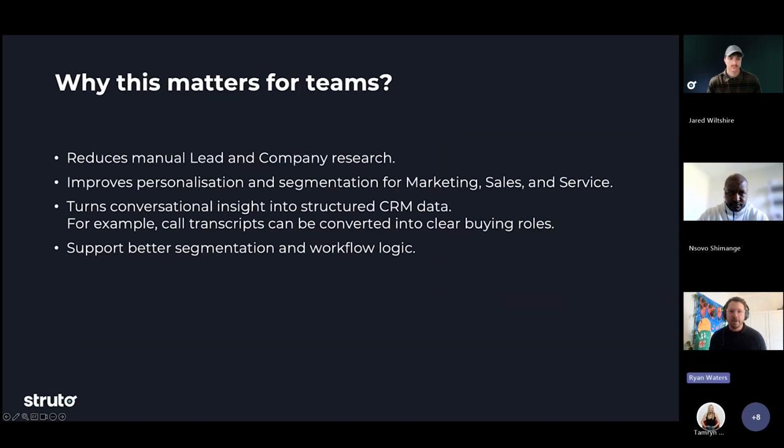So why does this matter in practical terms? Because for most teams, a lot of time is still being spent on manual research, manual interpretation, and manual admin. The sales teams are checking LinkedIn, reviewing call notes, reading email threads, and trying to piece together who the buyer is and what matters to them. Marketing teams need more reliable data for segmentation, targeting, and personalization. Let's face it, personalization is literally impossible if you don't have the right information in the CRM in the first place. You're going to start sending the wrong messaging to the wrong people.